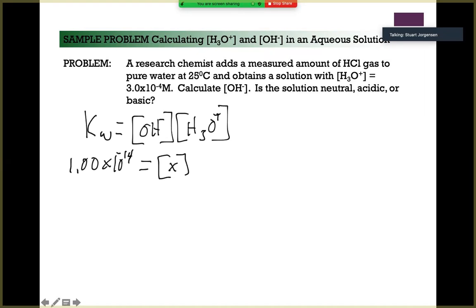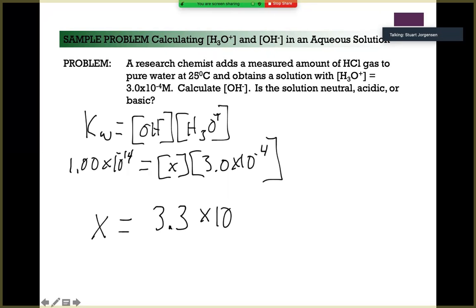So there's our X. We know the hydronium concentration was 3.0 times 10 to the negative fourth. Cool. So then to solve, we would divide over that 3.0 times 10 to the negative fourth. So we're going to have 1 times 10 to the negative 14th divided by 3 times 10 to the negative fourth, and you get a value of X equals 3.3 times 10 to the negative 11th. And that is going to be molarity.